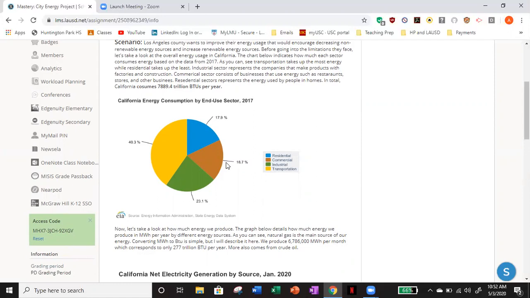Commercial just talks about different businesses, so any type of business you'll see on the street. So a food store, 7-Eleven, a bank, anything that's a building that uses electricity or energy that's not where people live. Homes are the residential, which is right here, 18%. So we can see that this is the distribution between the different energy usage in different sectors in California.